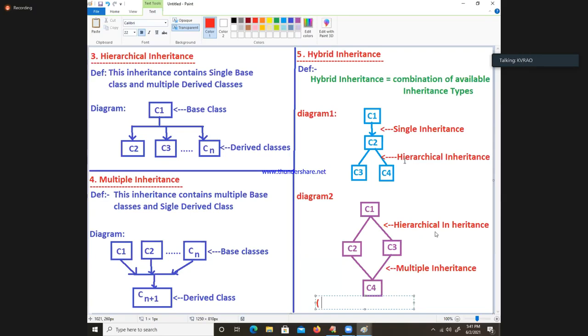Dear students, is the diamond problem something different, or do you know it? The diamond problem is nothing but a hybrid only. So I'm writing it for that. This is called the diamond problem.